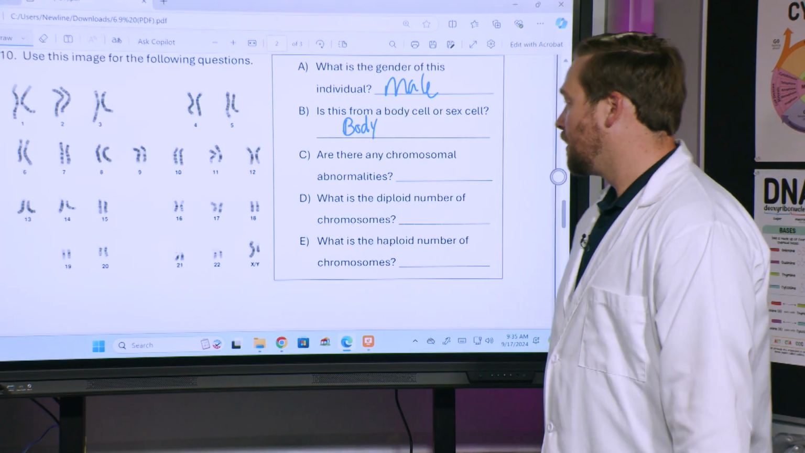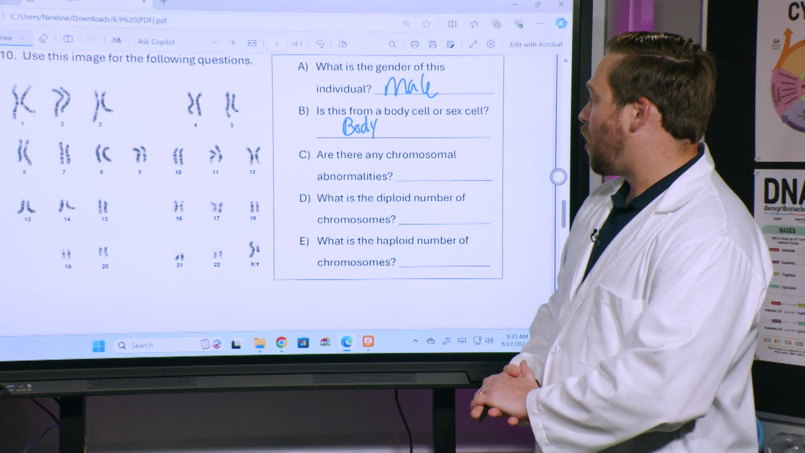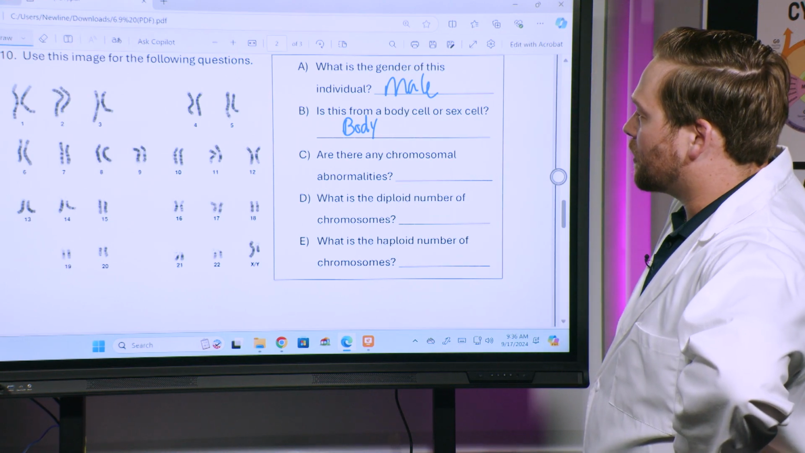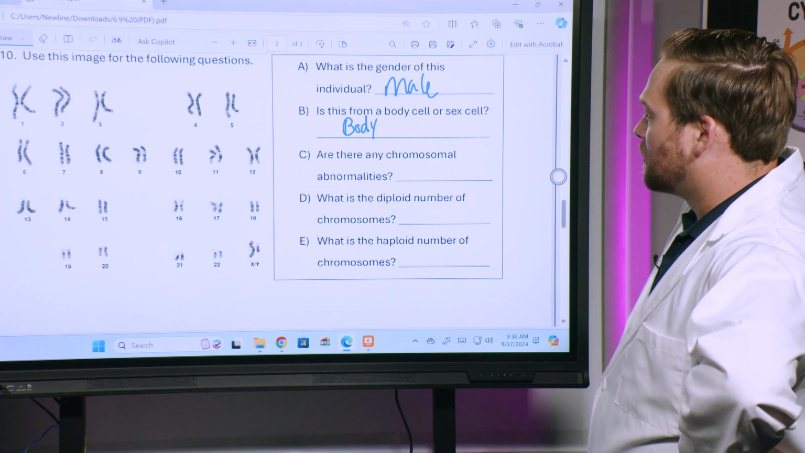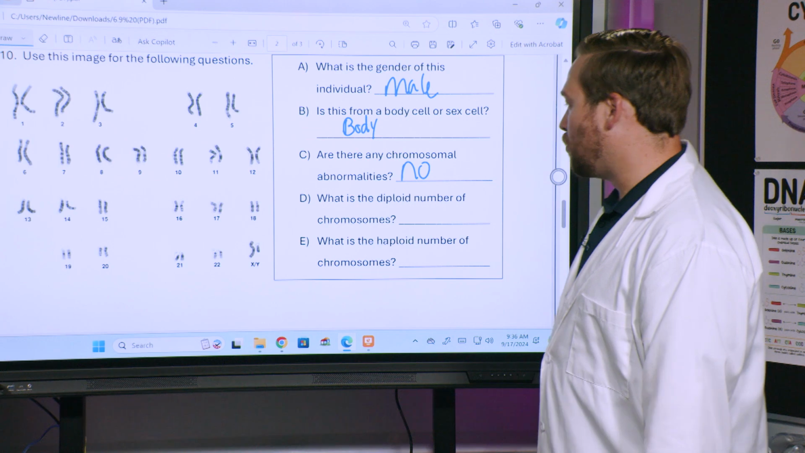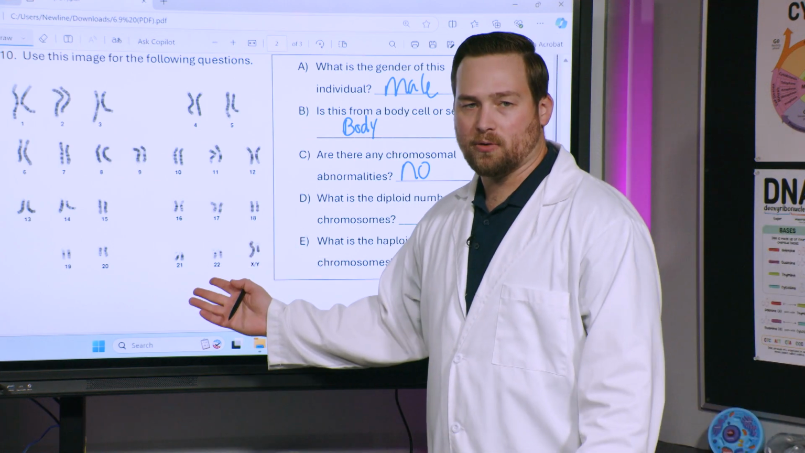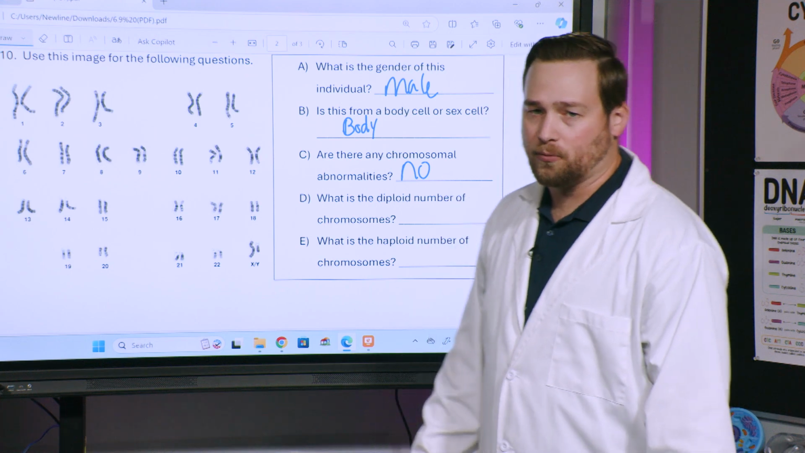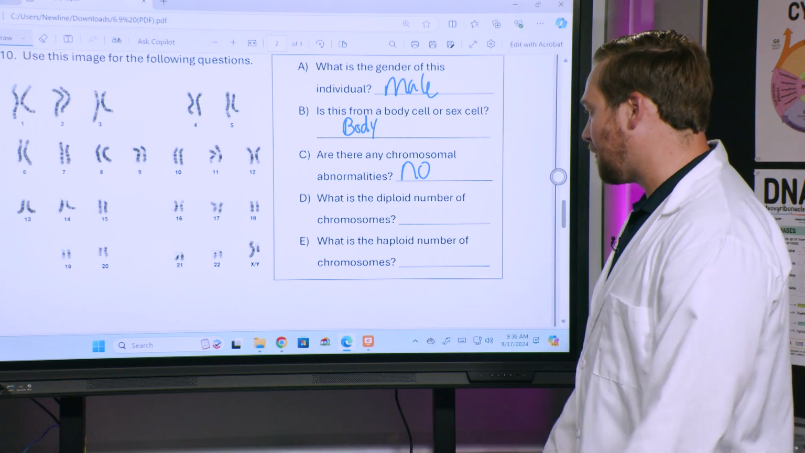Okay, let's go to letter C. Are there any chromosomal abnormalities? Let me take a quick look over this. I'm not seeing any, so I'm going to put no. Normally you would see an extra chromosome somewhere or a missing chromosome somewhere, but this one looks like it has the full 46, so they're all good to go.